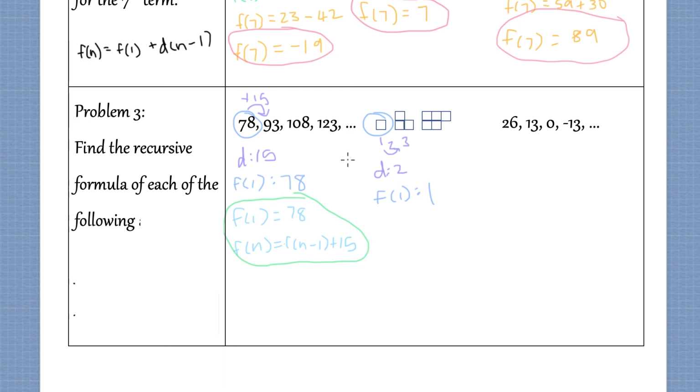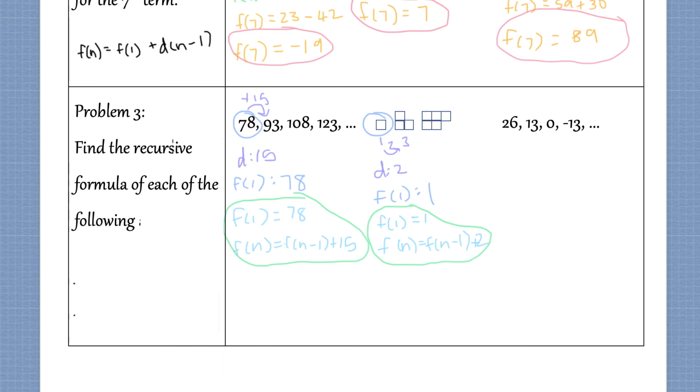Now we're going to take this information and write our recursive formula, and remember the first part is just the initial value. So f of 1 is equal to 1. The next one we're going to write is going to be the second part, which is f of n is equal to f of n minus 1 plus d, which is 2. And so this is our recursive formula for this sequence.